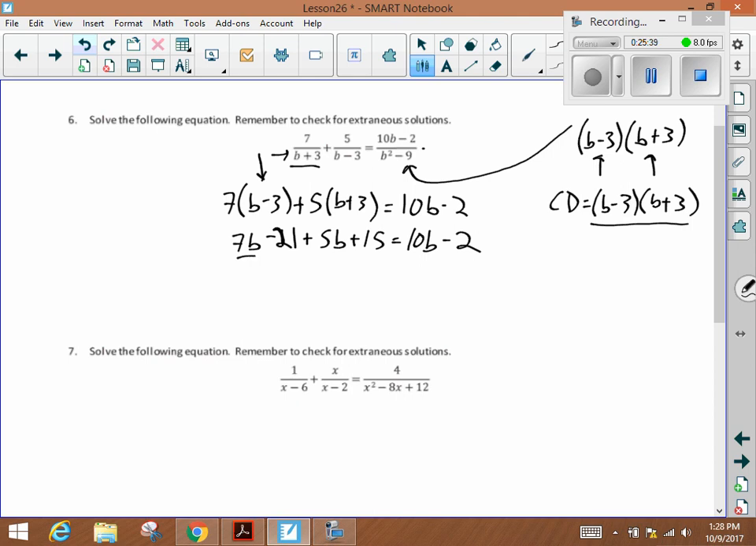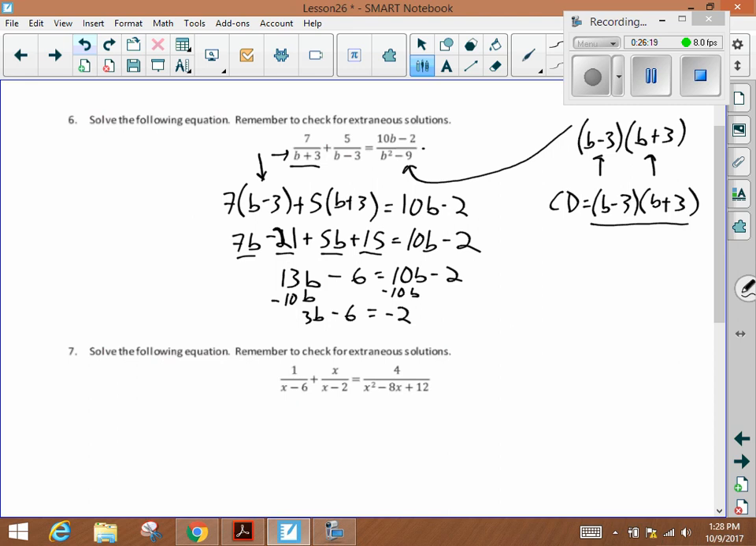So 7b plus 5b gives me 13b. And negative 21 plus 15 is going to be negative 6. Now that we've combined like terms, we can go ahead and add and subtract stuff from both sides. So I like to keep my variables positive, and that's why I'm going to choose to subtract 10b from both sides first. All right, so that's going to give me 3b minus 6 equals negative 2.